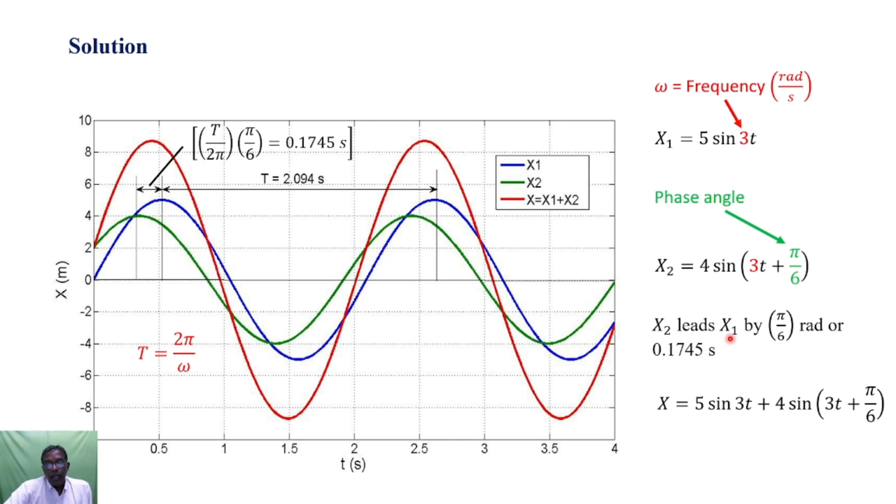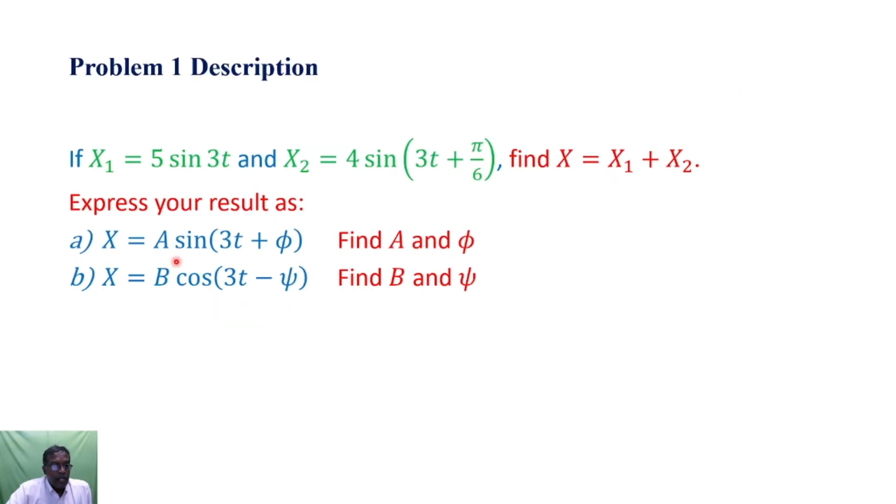Before the x1 reaches the maximum, the x2 reaches the maximum. The difference in the advanced time is 0.1745 seconds. Either it can be given in terms of the angular displacement pi by 6 radian or in terms of time, 0.1745 seconds. So x2 is leading x1, or we can say x1 is lagging x2. In both ways we can say. Our objective is to write these two functions x1 and x2 in terms of x, where x is equal to x1 plus x2. Again we have to write this equation in the form given in the previous page, as x equal to A sin(3t plus phi) and x equal to B cos(3t minus psi).